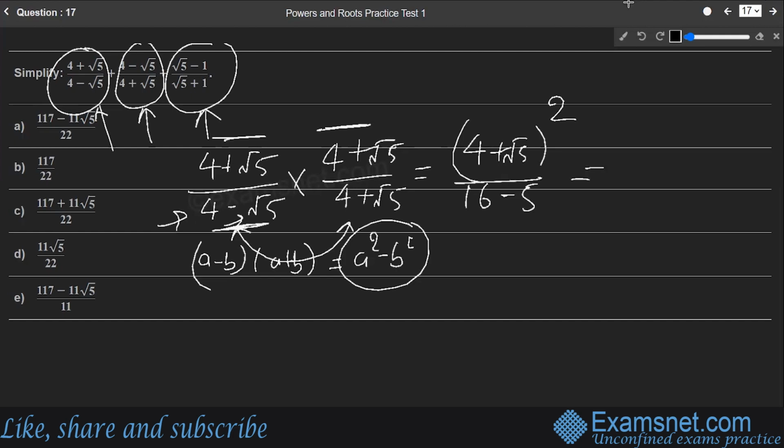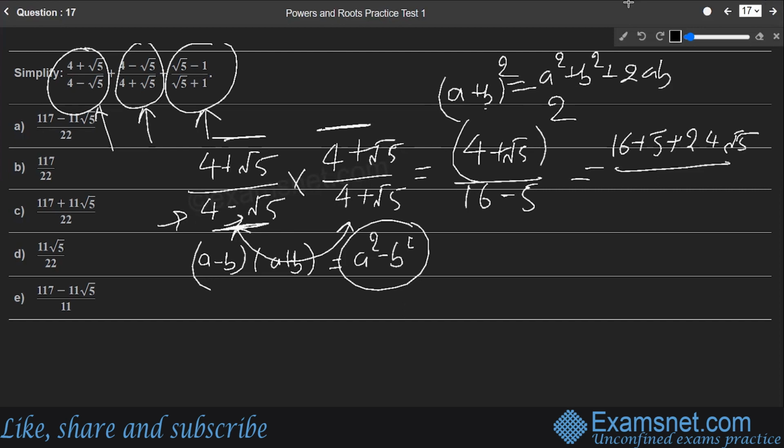Now let us open the whole square. 4 plus root 5 whole square can be opened as a plus b's whole square, which is a square plus b square plus 2ab. So it's going to be 16 plus 5 plus 2 into 4 into root 5, divided by 16 minus 5, which is 11. Ultimately this becomes 21 plus 8 root 5 divided by 11. This is the value of the first term itself.